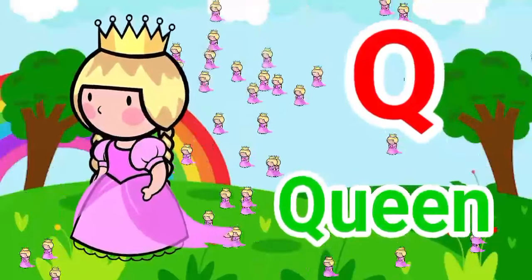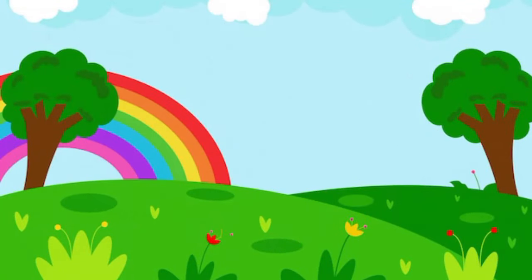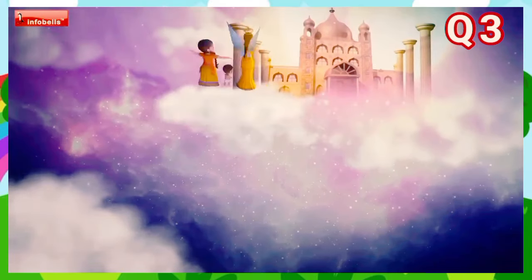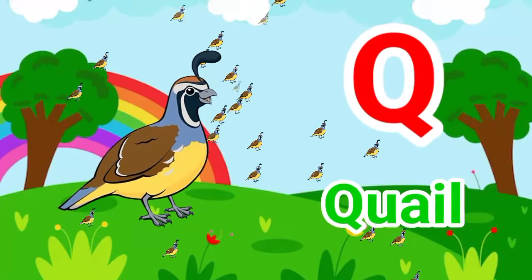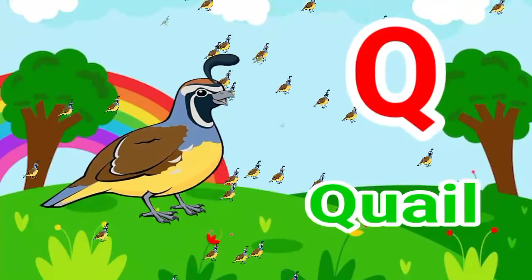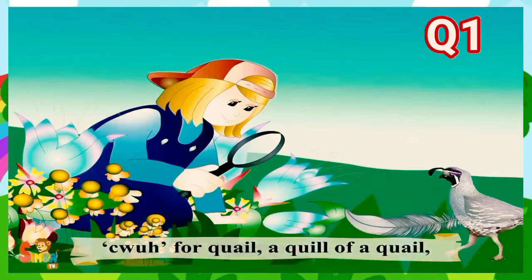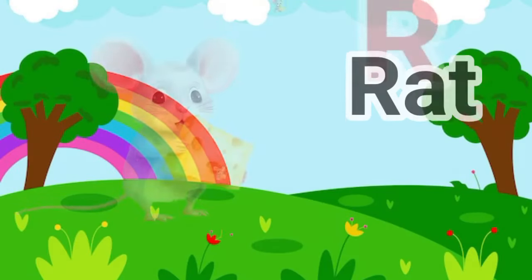Q for queen. Queen means Rani. Q for quail. Quail means bater. I see a quill of a quail. Quill for quail.